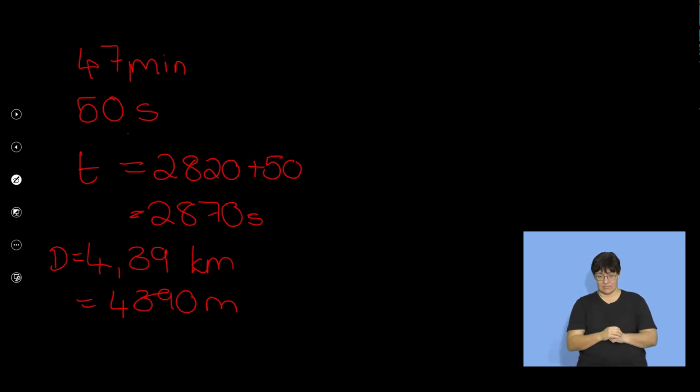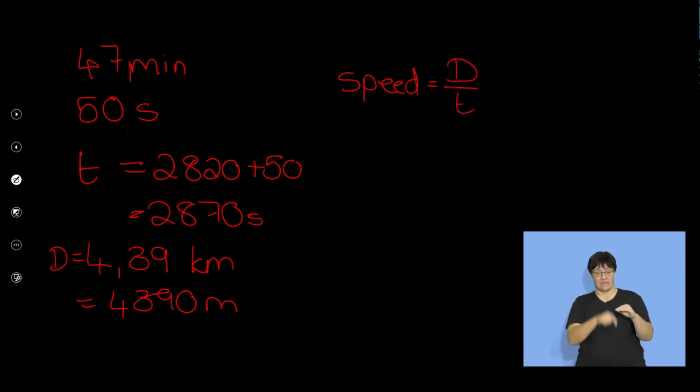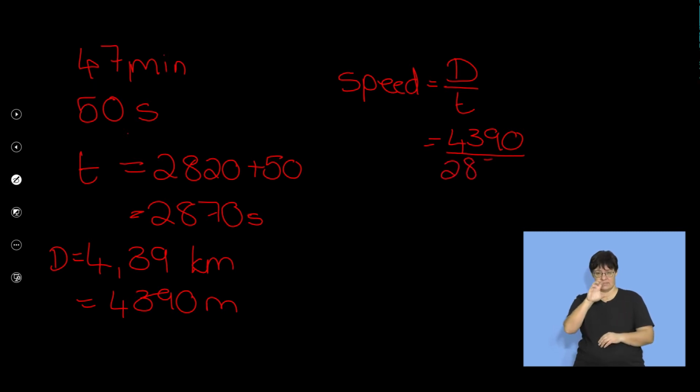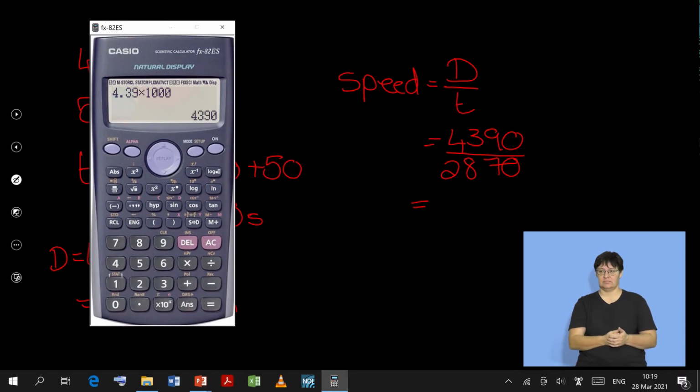I want her speed. So her speed is her distance divided by the time it took. So 4,390 divided by 2,870. Definitely need a calculator for this. So we've got 4,390 divided by 2,870. Has to be a decimal, so 1.53.